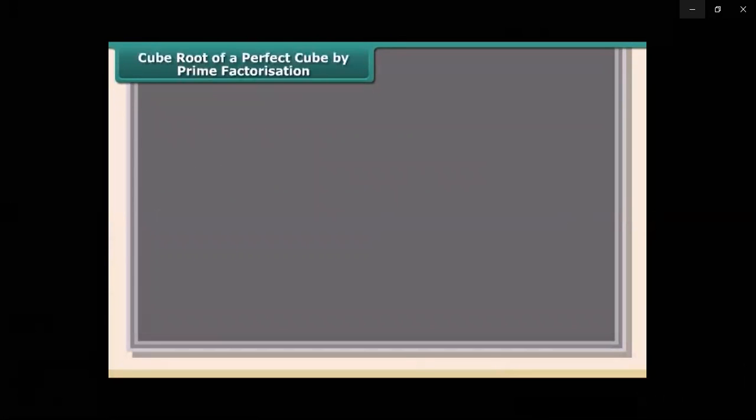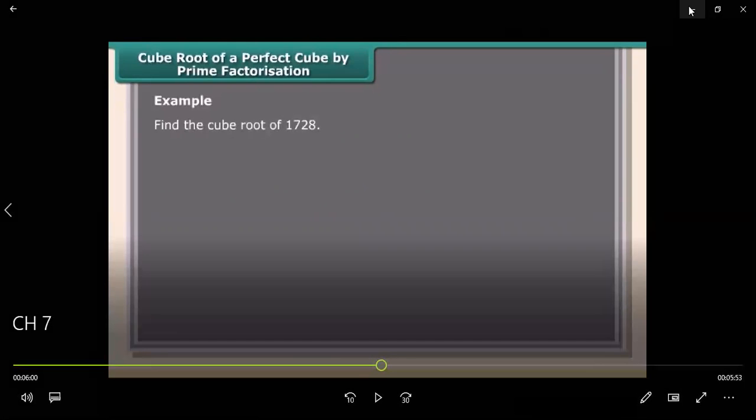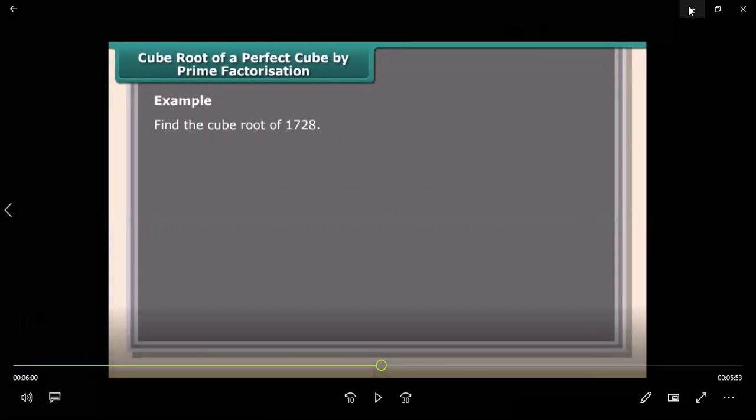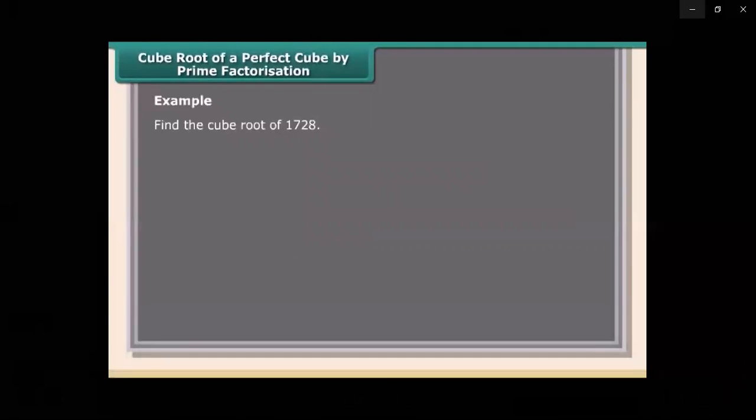Okay, the next property we'll discuss is the cube root of a perfect cube by the prime factorization method. As we discussed in our previous chapter, we were able to find the square root of any given number with the help of the prime factorization method. Now we'll discuss how we can find the cube root of a perfect cube using the prime factorization method. The methods are similar. Over here, we have to make triplets of the factors. In the case of square roots, we were making doublets. Let's see with the help of an example.